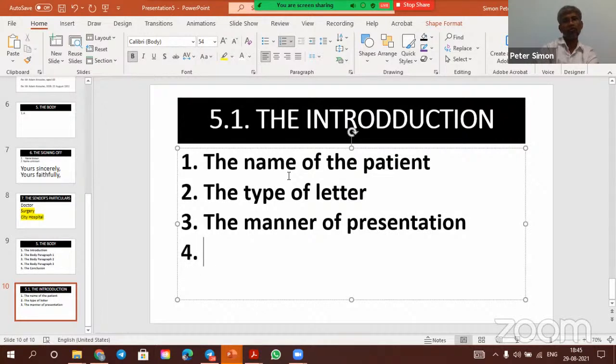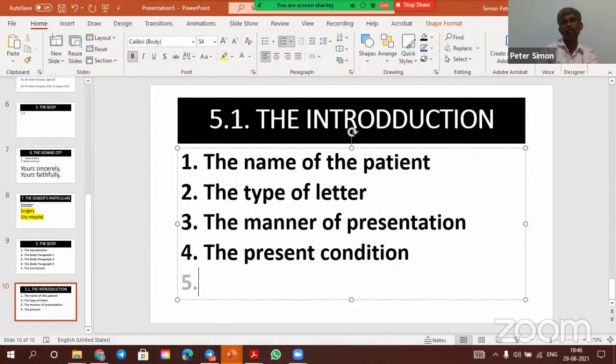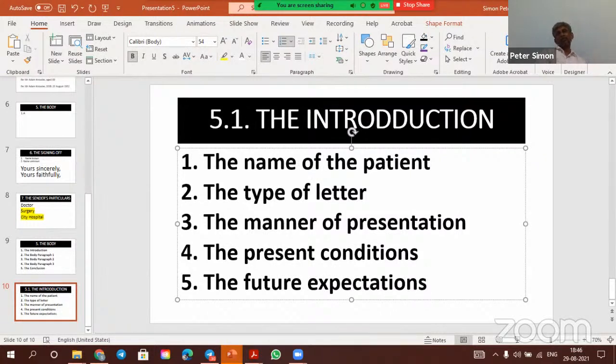Number 4, the present conditions, the present circumstances. Number 5, the future expectations. This is called the purpose.